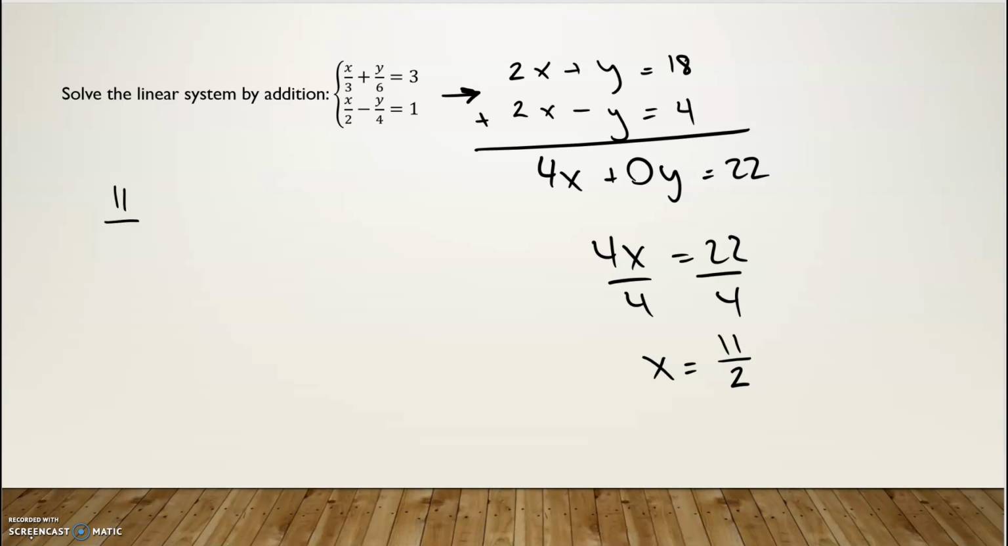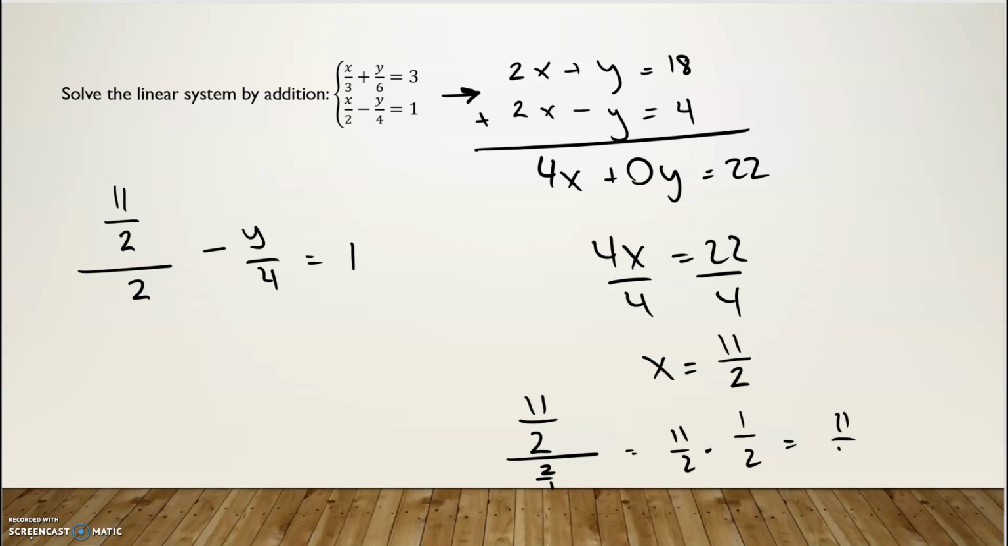So 11 over 2 divided by 2 minus y over 4 is equal to 1. Okay, so let me deal with 11 over 2 divided by 2. We can write that as 2 over 1, so that'd be 11 over 2 times, flip that, so it'd be 1 over 2, so 11 over 4 minus y over 4. I'm going to go ahead and change this 1 to 4 over 4. Subtract the 11 over 4 from both sides.